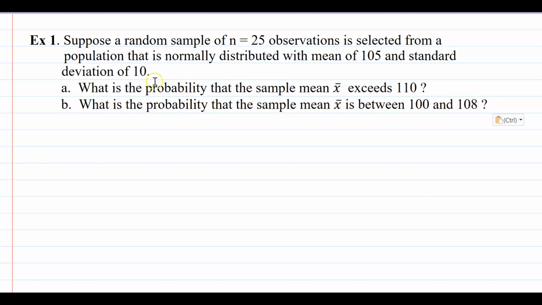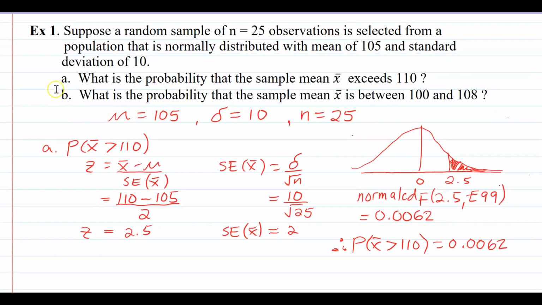In this question, we are told that the population is normally distributed. That means the sampling distribution of the sample mean x bar is also normally distributed. We are also told that the population mean mu is 105 and the standard deviation of the population sigma is 10. Now for question A, we are asked to determine the probability that the sample mean exceeds 110.